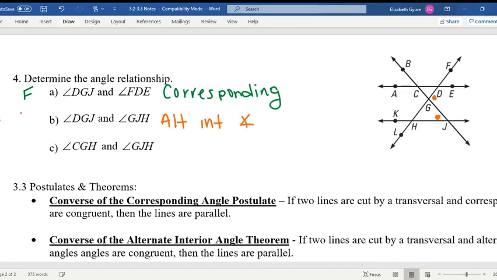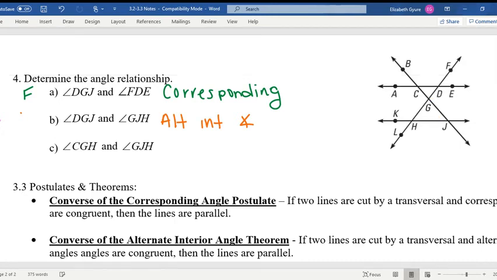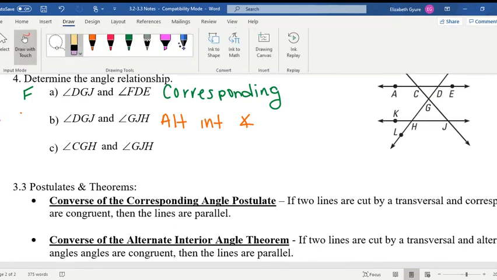You ready for my little visual trick? You guys might be too literal for it. My regular geometry class really likes the little trick, but your guys' brains might be too literal for it. And if they are, that's okay.